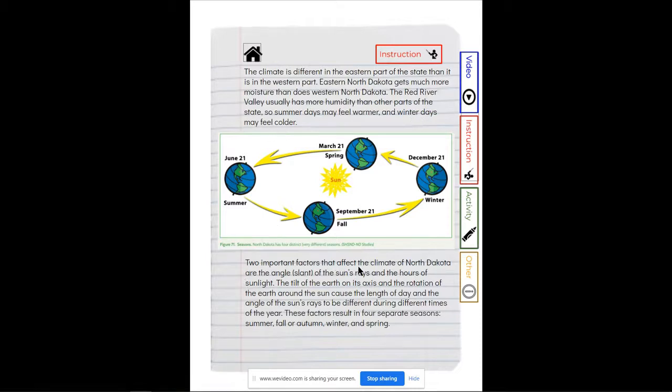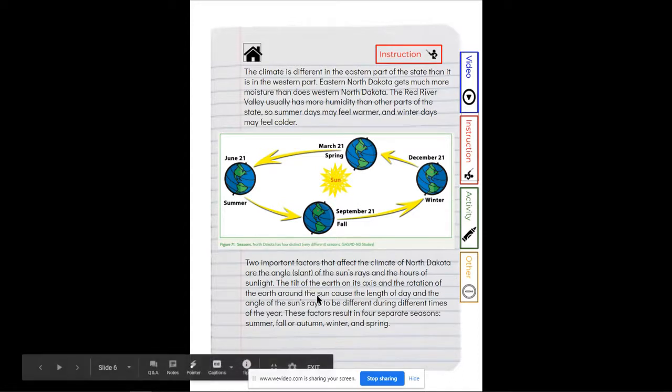2 important factors that affect the climate of North Dakota are the angle, or the slant, of the sun's rays and the hours of sunlight. The tilt of the earth on its axis and the rotation of the earth around the sun cause the length of the day and the angle of the sun's rays to be different during different times of the year. These factors result in 4 separate seasons: summer, fall or autumn, winter, and spring. North Dakota is unique in that it has 4 distinct seasons.